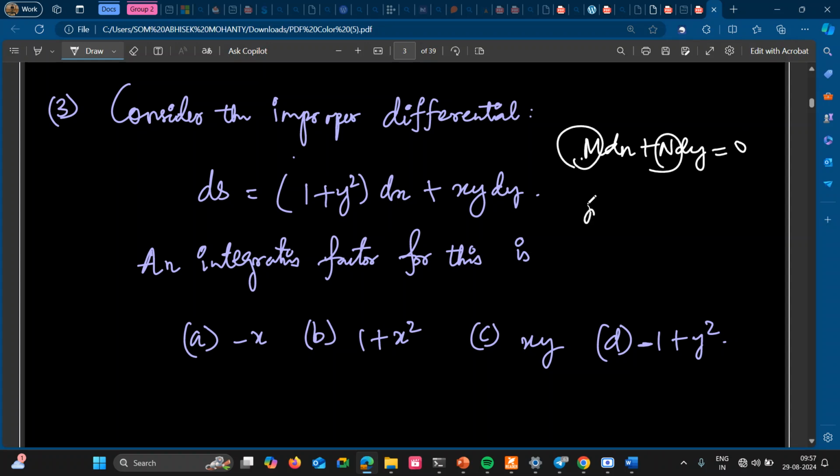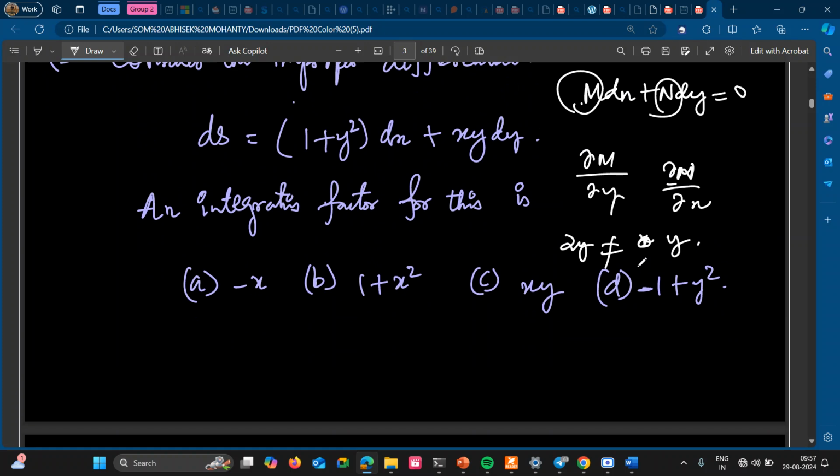So let's check whether del M by del y and del N by del x are equal or not. Del M by del y is 2y. Del N by del x is y. So they are not equal. If they were equal, we could have done something.